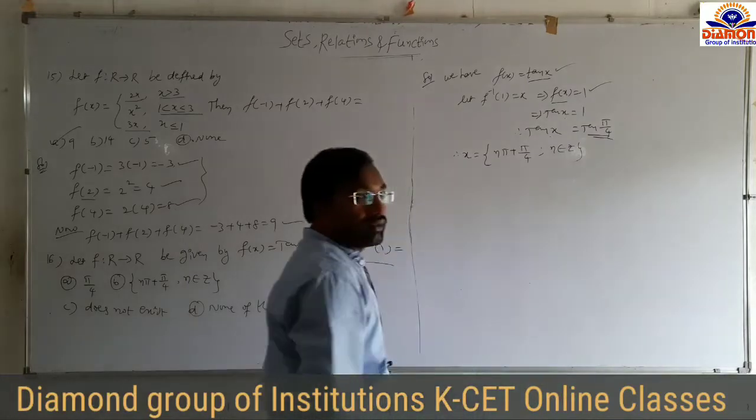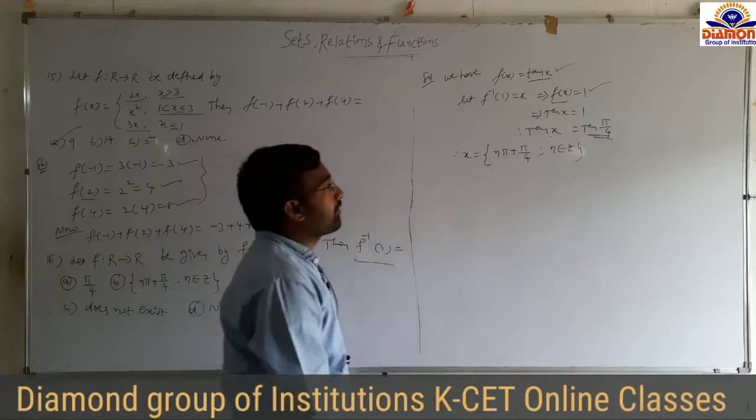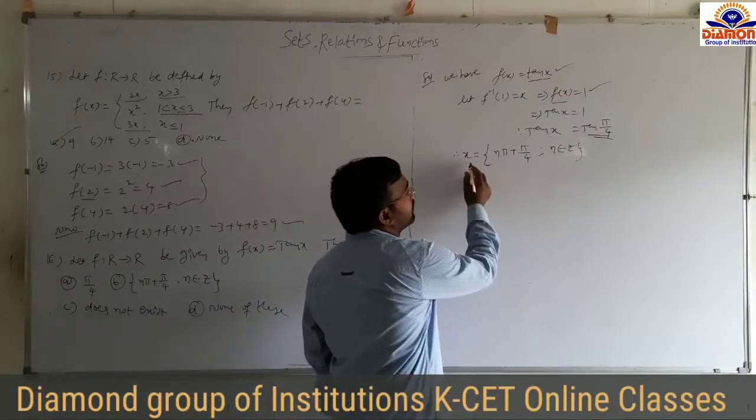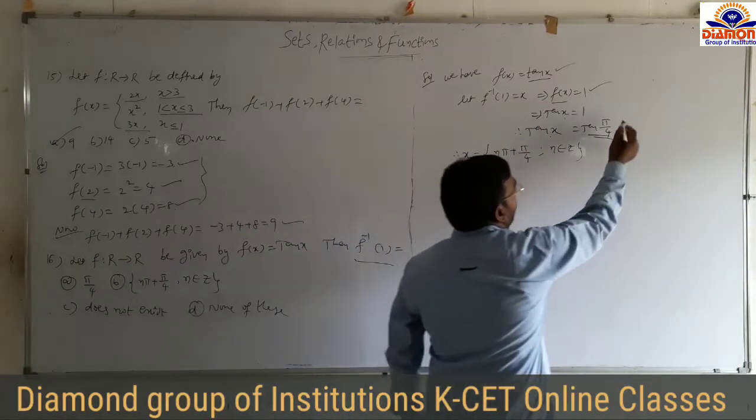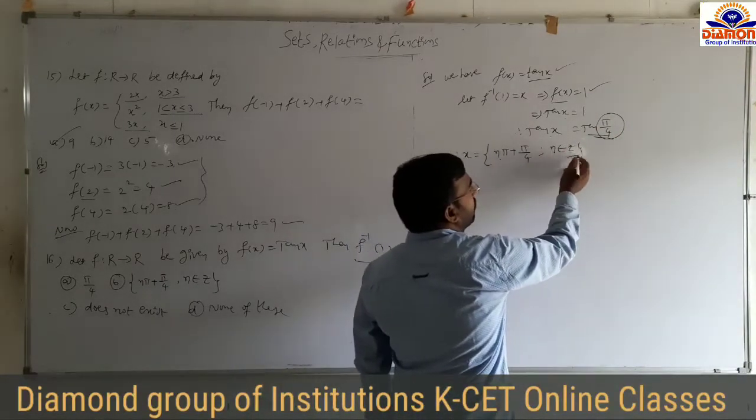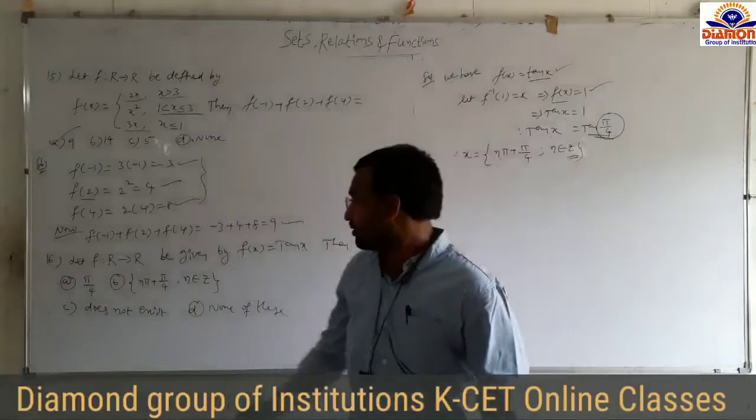What is the general solution of tan x? n pi plus alpha, where alpha belongs to Z. So you can write here x equal to n pi plus alpha, and here the alpha value angle is pi by 4. So n pi plus pi by 4, n belongs to Z. So option is B.